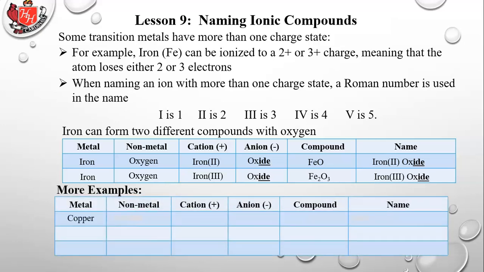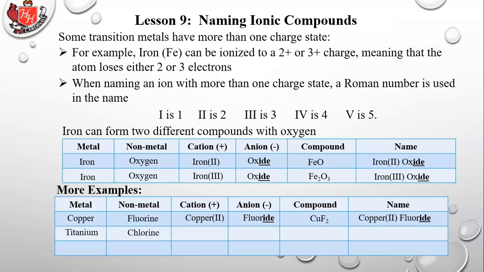Here's some more examples. Copper and fluorine. Copper can have two different charges. One of them is copper(II). It can take on a 2+ charge. Fluorine can only take on a 1- charge, so you're going to need 2 fluorines to balance the copper. So it's CuF2 and that's copper(II) fluoride.